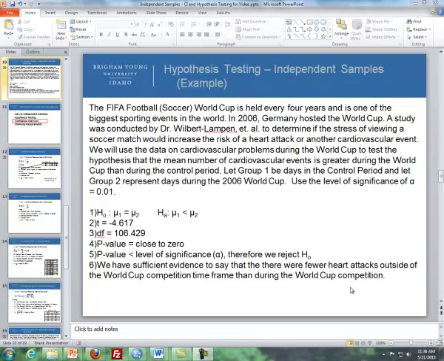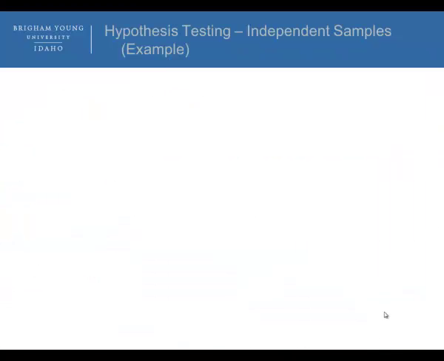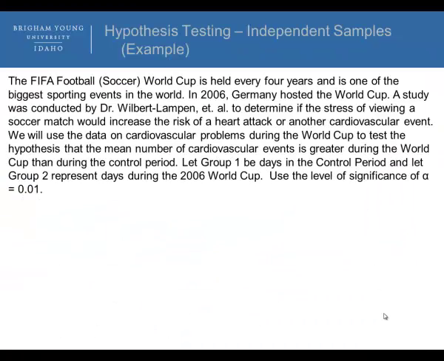This is a continuation of the videos dealing with inference for two means, independent samples. Now what I'm going to go through is the answers to the problem that we talked about at the end of part one. This is the World Cup problem.